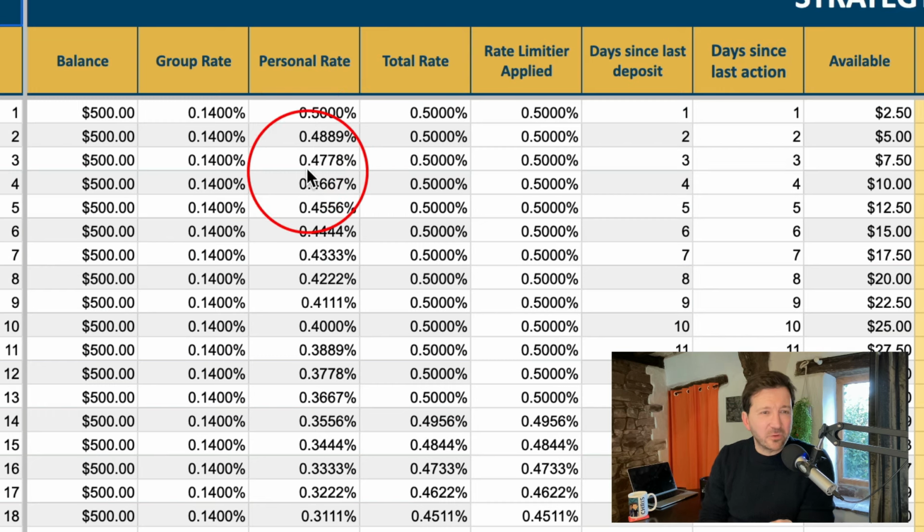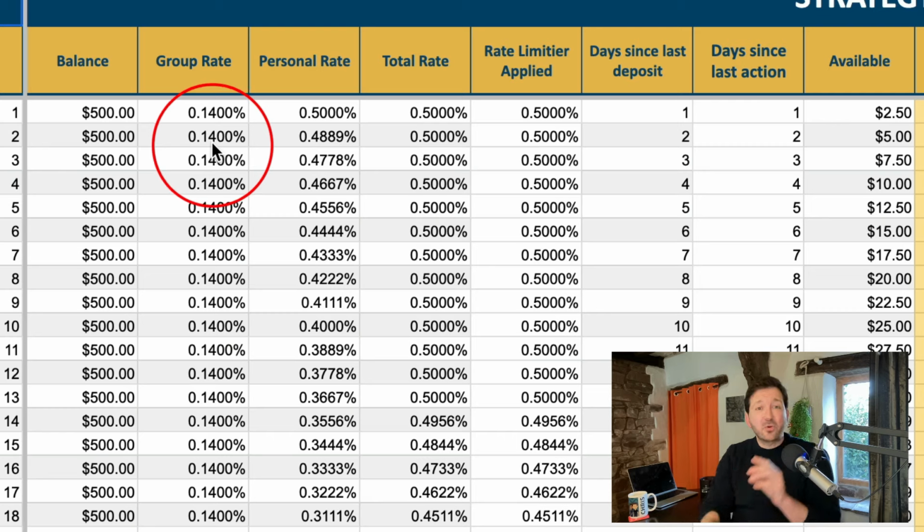On day three, 0.47. Day four, 0.46. So you can see our personal rate is falling. But remember, we've also got this group rate here, which is pretty much fixed, about 0.14%. So we've got these two rates, haven't we, that we add together to determine the total rates that we're getting.